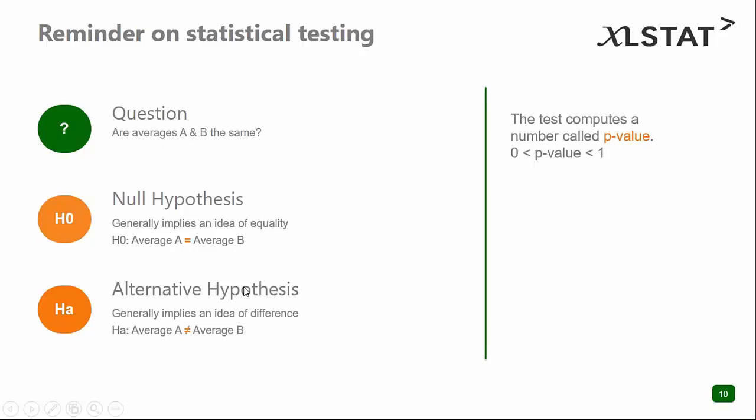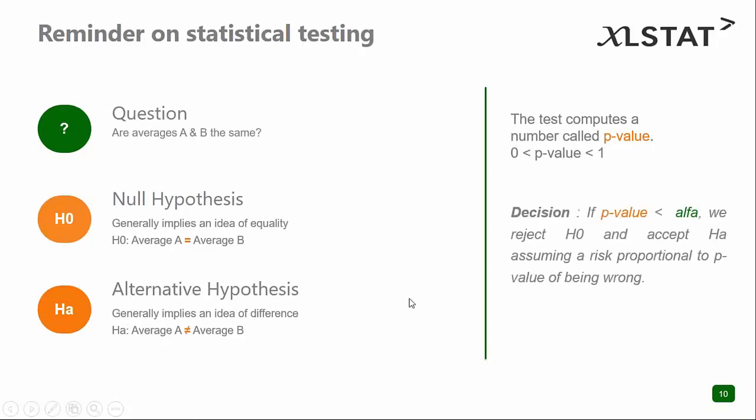Statistical tests compute a number called the p-value that is bounded between 0 and 1. This number is very important as it allows us to take a decision regarding the rejection or not of the null hypothesis and the acceptation or not of the alternative hypothesis. So if the p-value is small enough, or lower than a threshold alpha that we define specifically before running the experiment, we reject the null hypothesis and accept the alternative hypothesis, assuming a risk proportional to the p-value of being wrong.